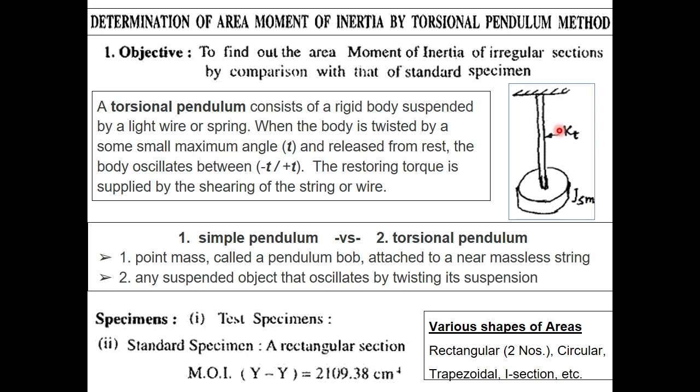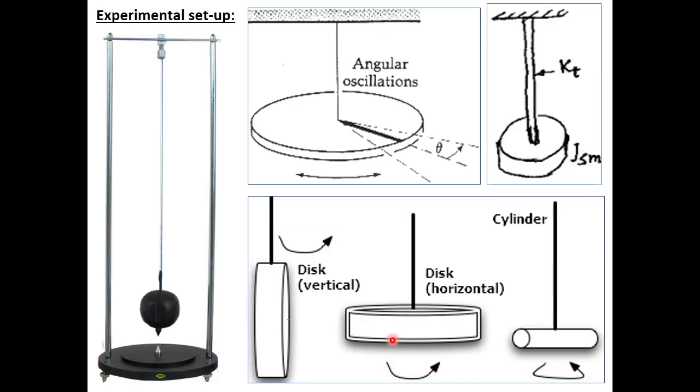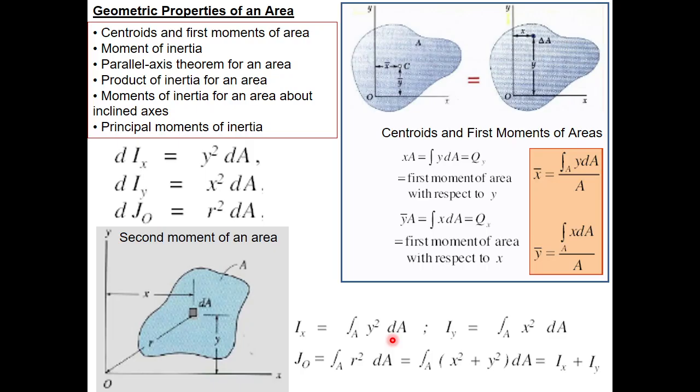Now, for our experiment, we will take a known specimen. That specimen has a rectangular cross section, and for a rectangle, we can easily find out the area moment of inertia. So now in the slide, some idea about the area moment of inertia is given here.